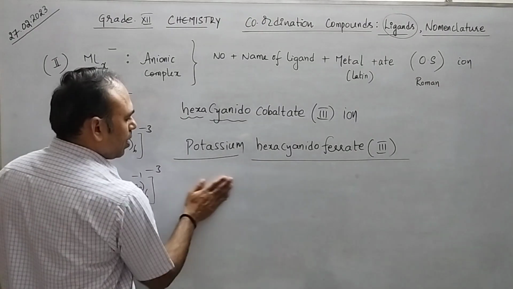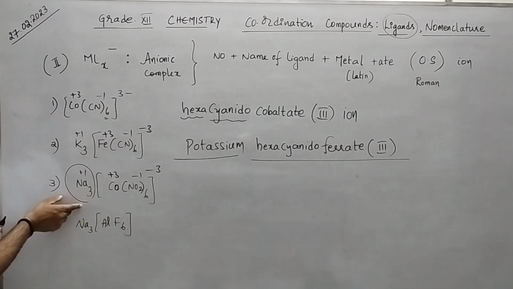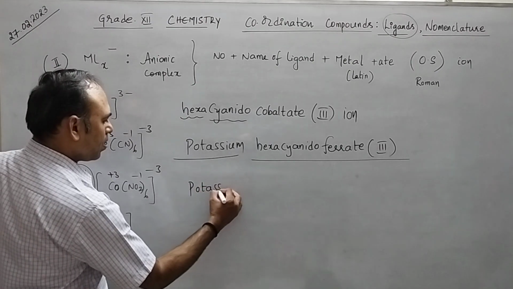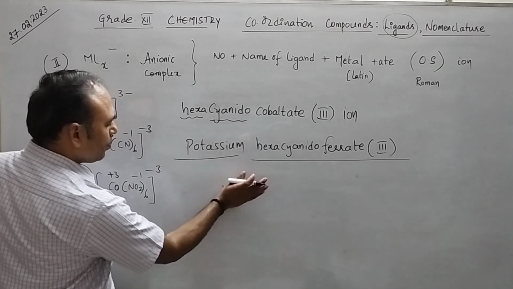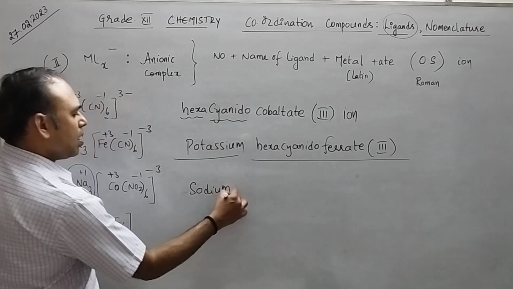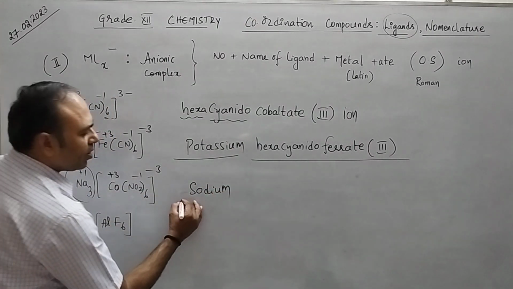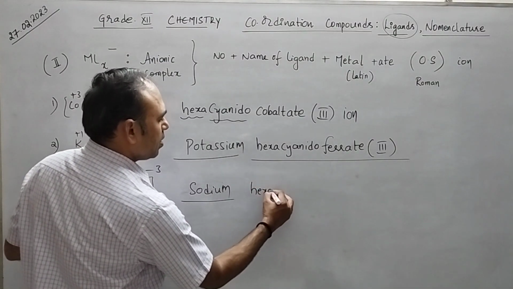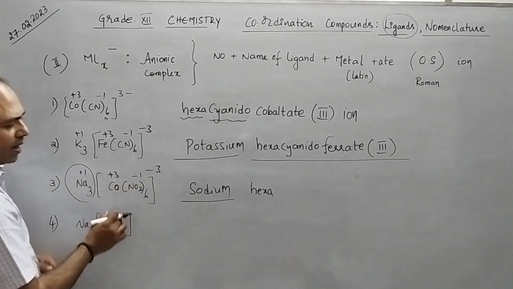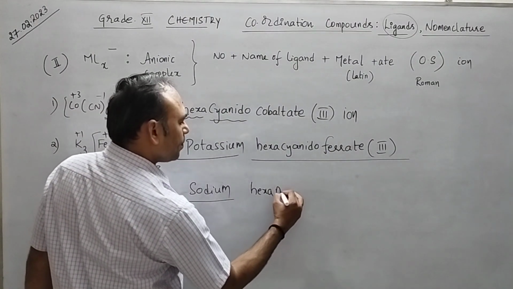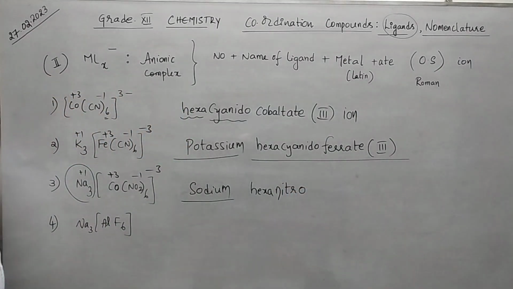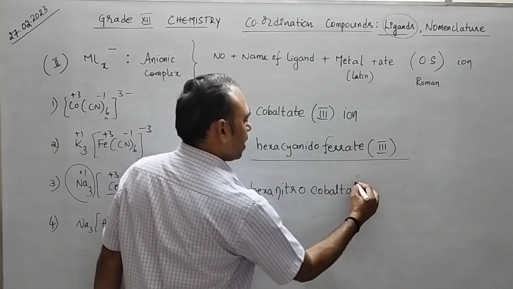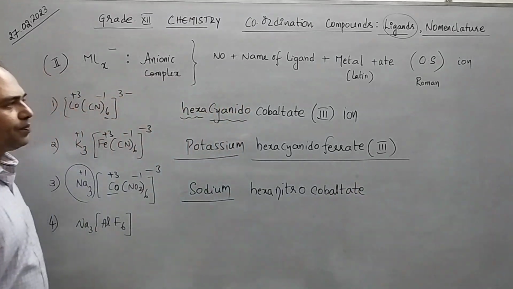So now, once again you can understand that both positive as well as negative charges, therefore we will write cation first. So this is nothing but sodium, so write sodium. So Na plus we have written sodium, the cation is written first. After that, now number 6, therefore hexa, don't leave any space, write NO2 is nitro, hexanitro, after that metal, cobalt and ATE. So we have cobaltate.